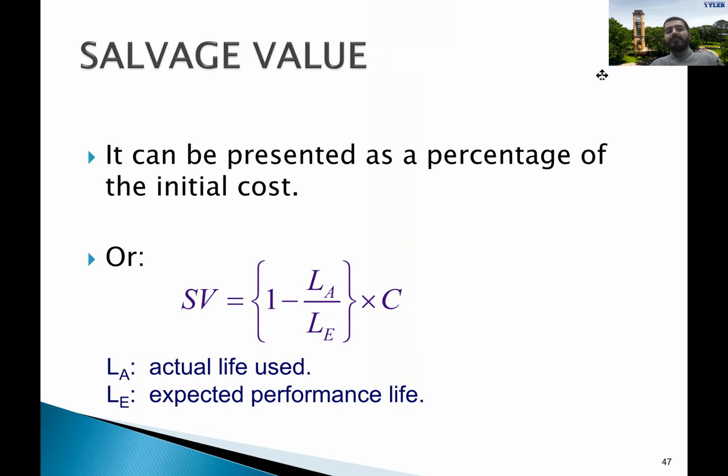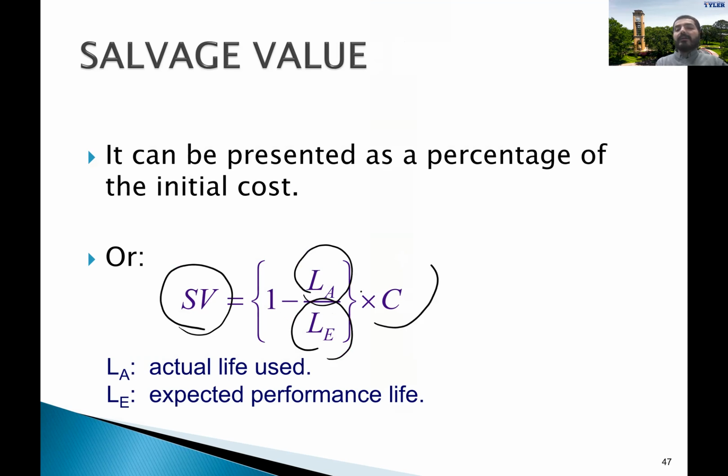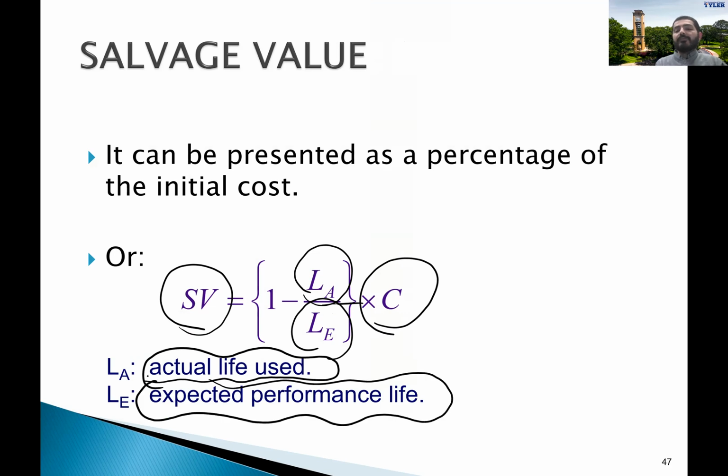How can we get the salvage value? There are again similar or simple formulas here. It can be represented as a percentage of the initial cost. So the salvage value is equal to (1 minus LA over LE) times C. LA is the actual life used, versus LE, which is the expected performance life, times the cost of that.